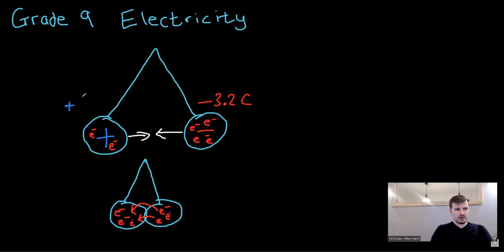Overall, if you add these two, this one is more negative than this one is positive. The charge gets shared between these two evenly. So if you add these two charges together, sorry, negative 3.2 plus 1.6, you would have a balance of negative 1.6. That would be shared out between these, because electricity always wants to balance itself out.